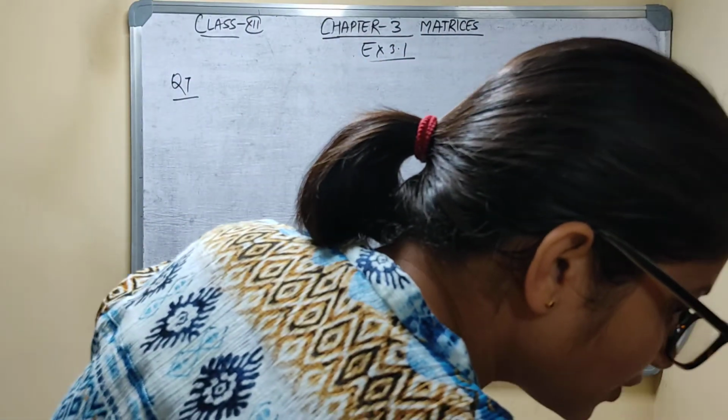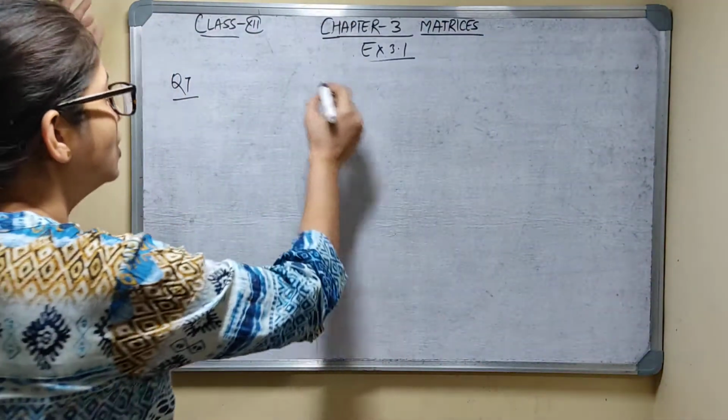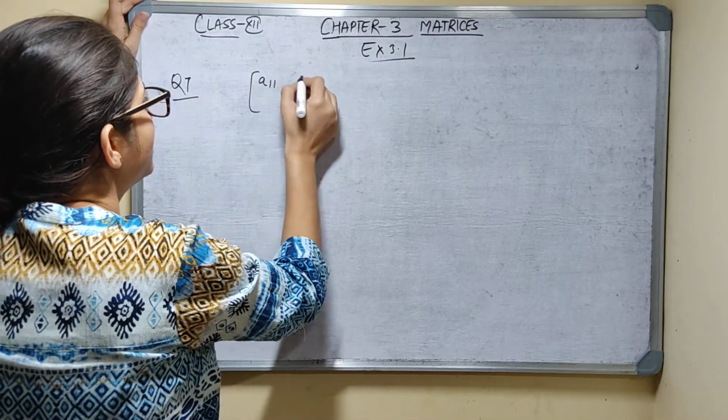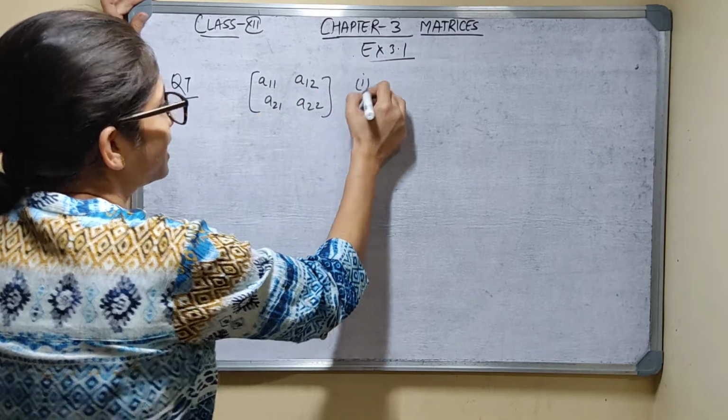Question number 7. Construct a 2 by 2 matrix A equal to Aij whose elements are given by the first part. It is like this: A11, A12, A21, A22. First part I am doing.